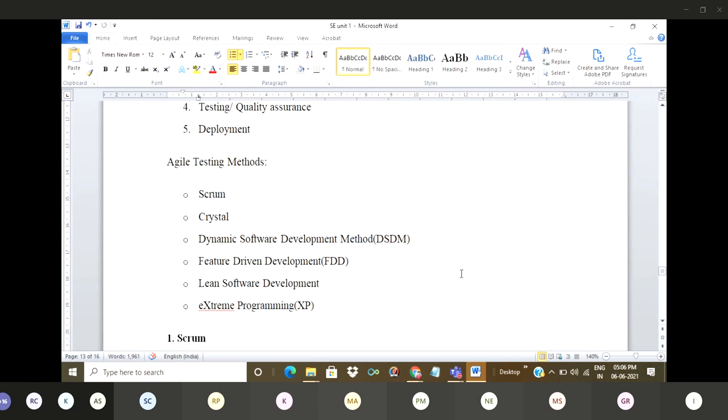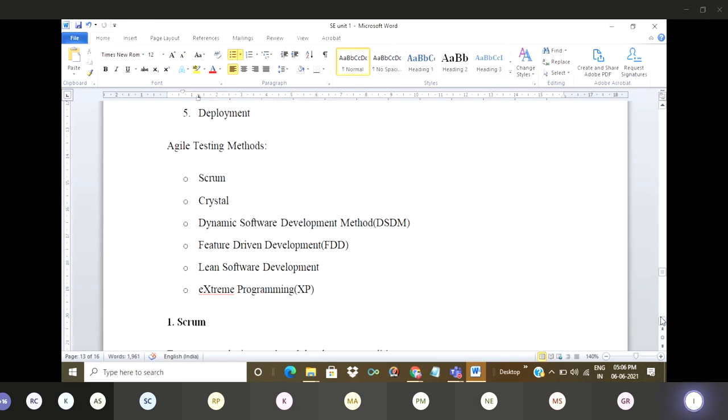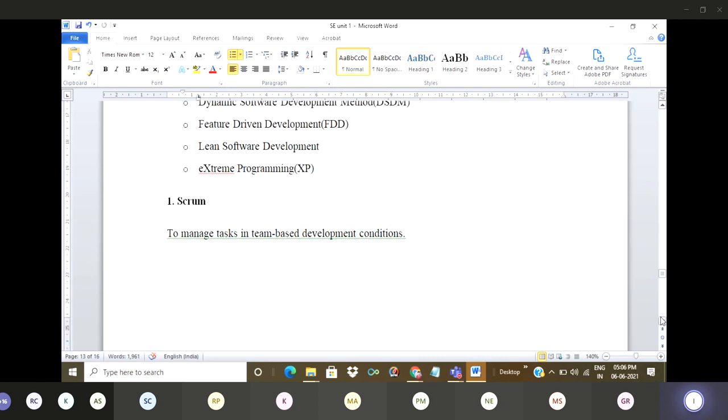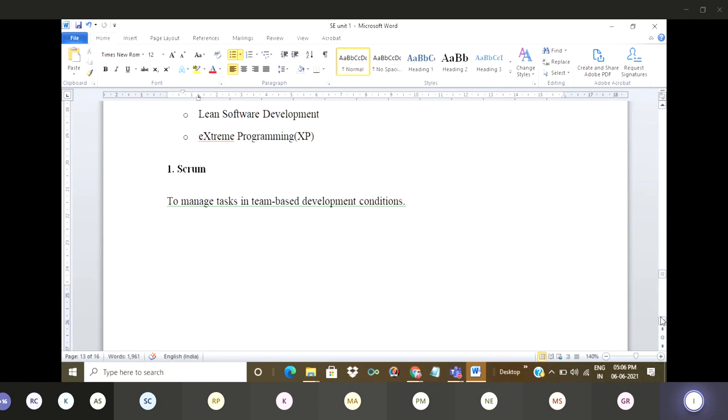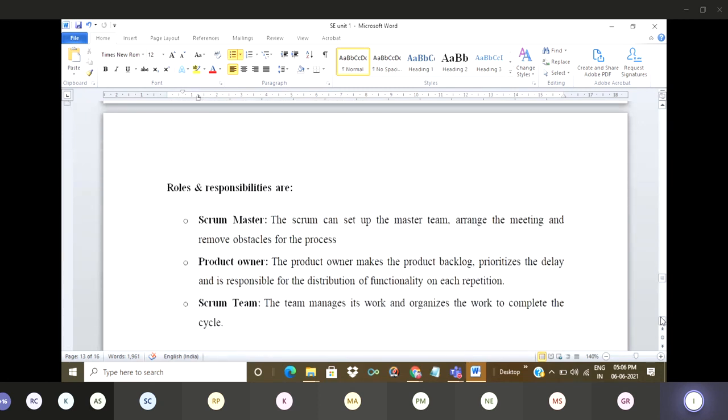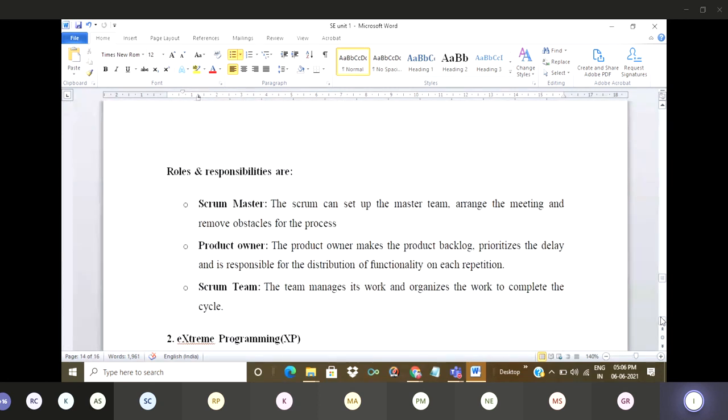So first one is Scrum. So what does it mean by Scrum? Scrum is used to manage tasks in a team-based development condition. And second, we have Scrum roles and responsibilities. We have Scrum Master, Product Owner, and Scrum Team.